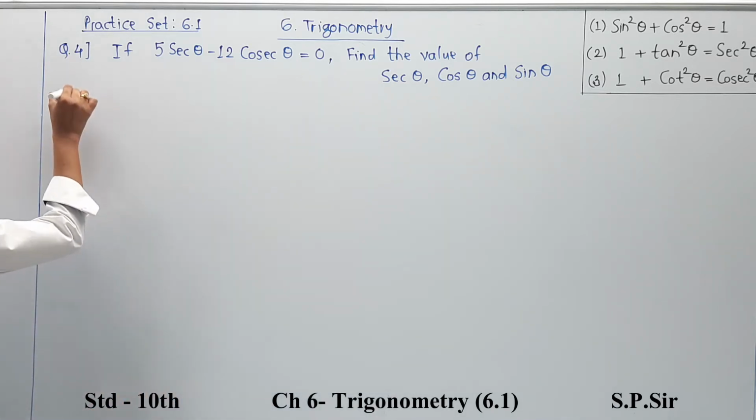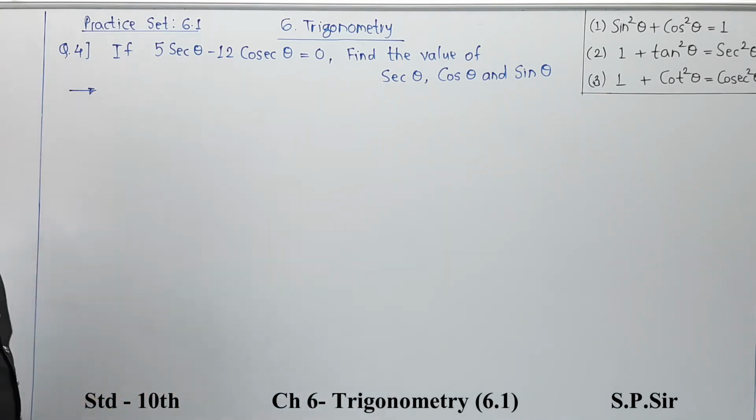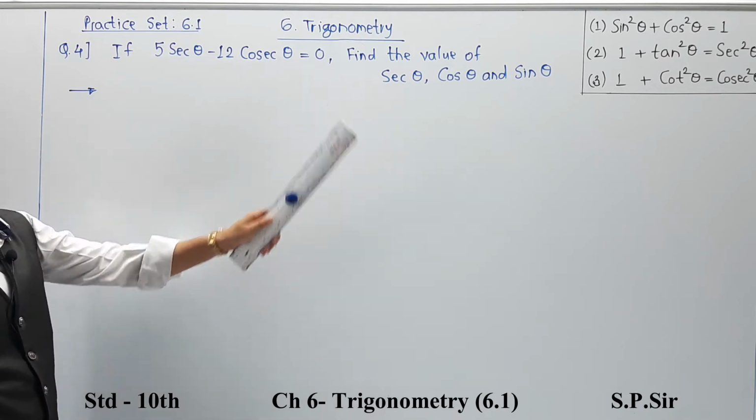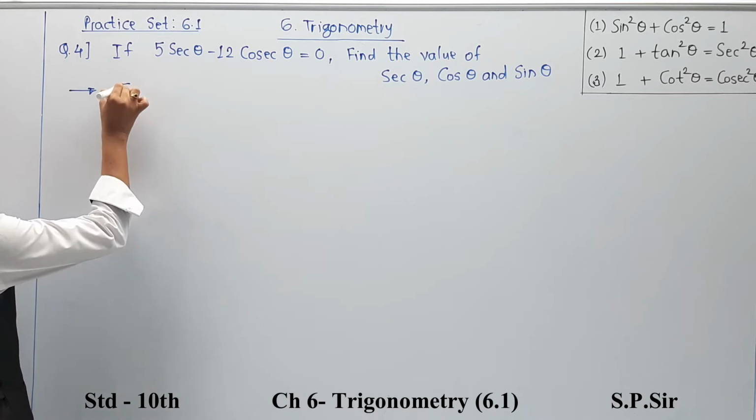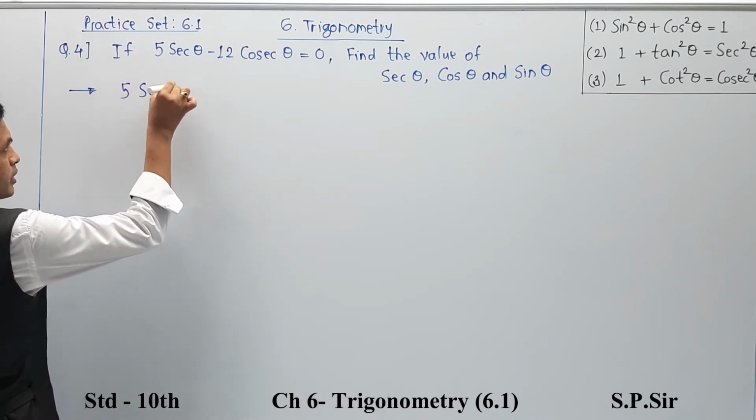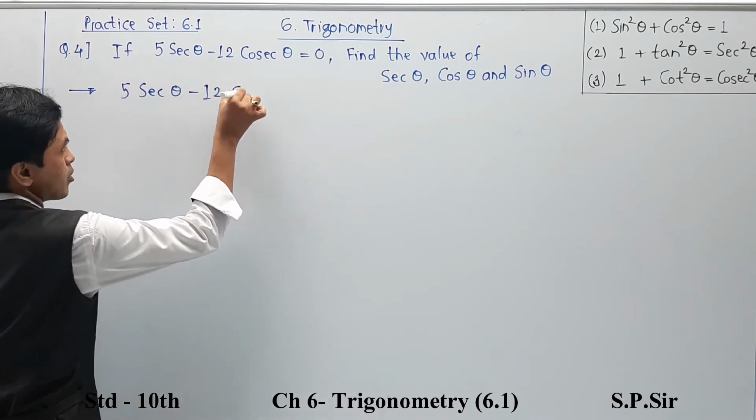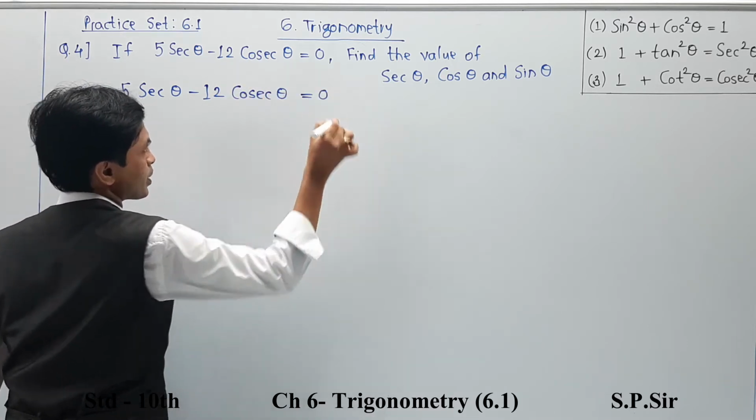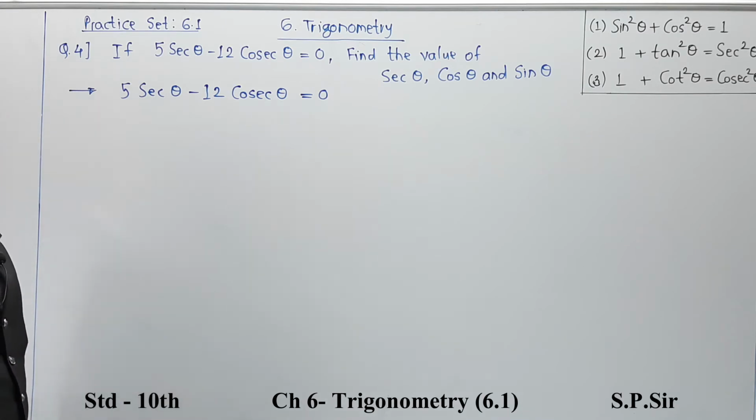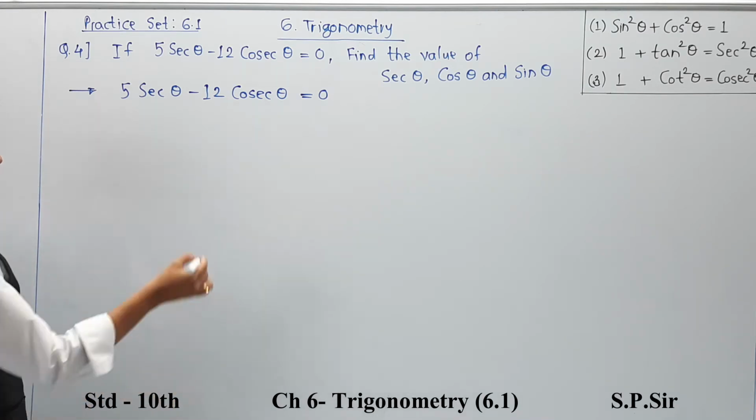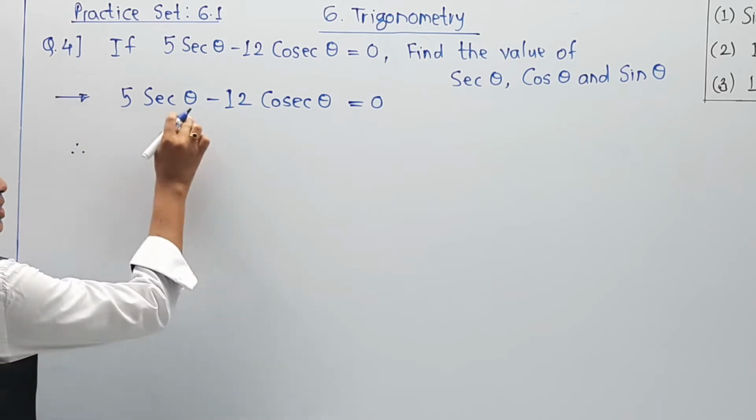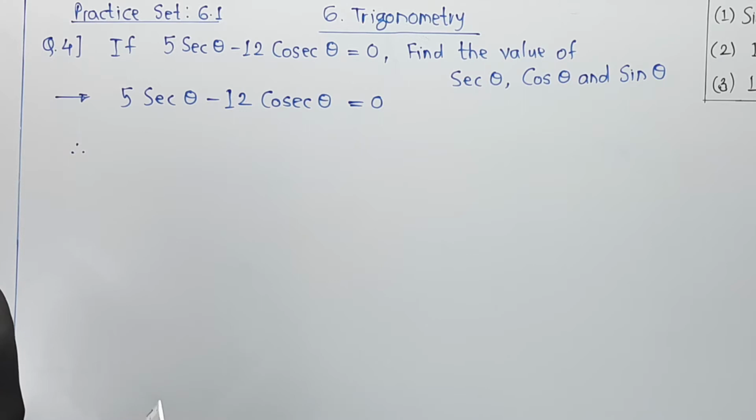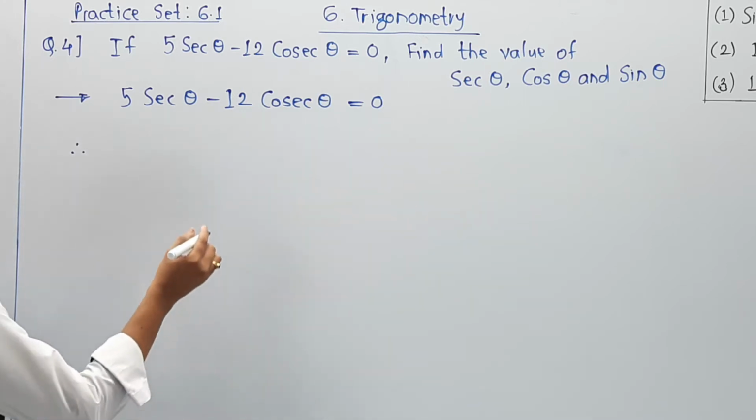So I'm going to start the question step by step. As per the condition, they have given 5 sec theta minus 12 cosec theta is equal to 0. Now simplifying step by step: first, they have given two functions, sec theta and cosec theta, and if you try to solve them at a time you cannot get an answer. So first, one by one.